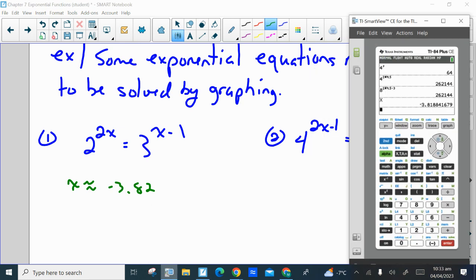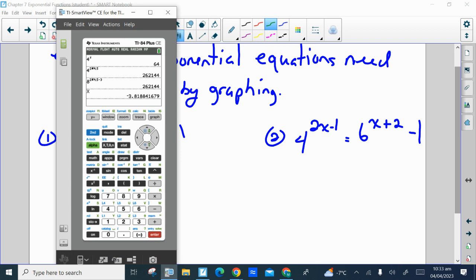For that next one, again, doesn't matter how complicated it is, we can use our graphing calculator. So y1 will be the left side, 4 to the power 2x minus 1. Our second equation is 6 to the power of x plus 2. And then the minus 1 is on the end.